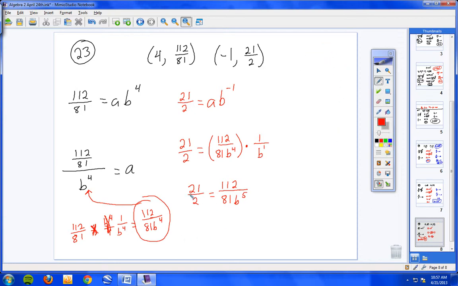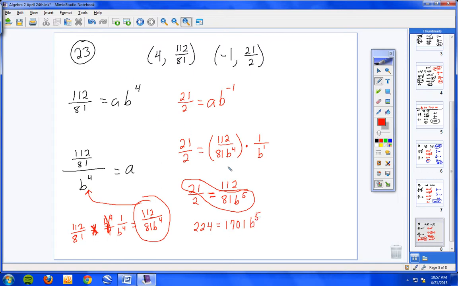So we have two fractions. Here's a fraction, here's a fraction. They're equal. We can cross multiply. So if I take 2 times 112, that's going to give me 224. And if I take 21 times 81b to the fifth, I'm going to get 1,701 b to the 5th. And that's okay, no big deal.